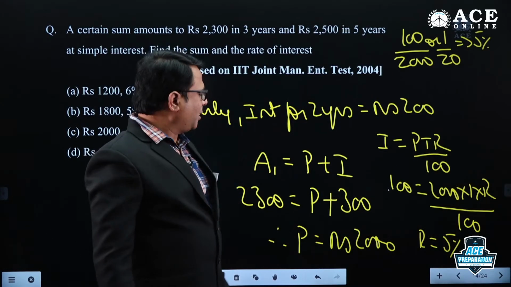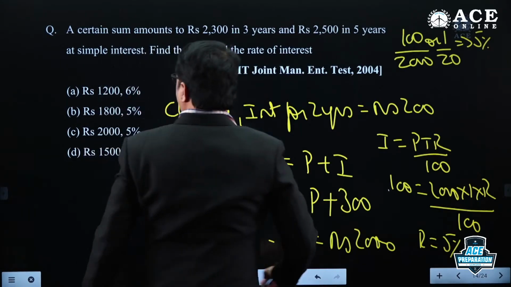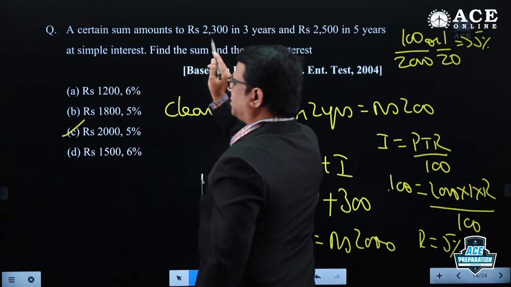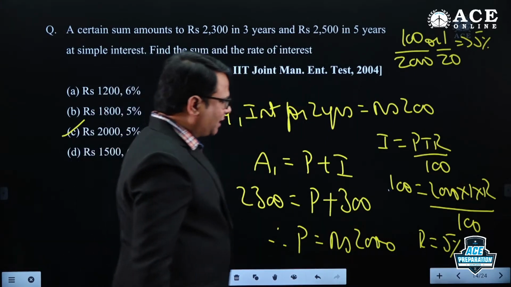That's it. Okay. Now let us go. So principal is 2,000 rupees and rate of interest is 5%. So 2,000, 5%. Third choice is the answer. Now let us go for the next question.